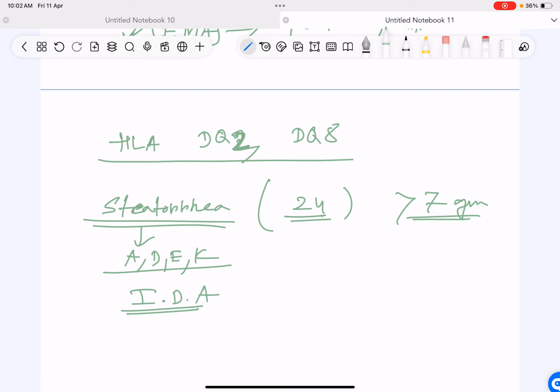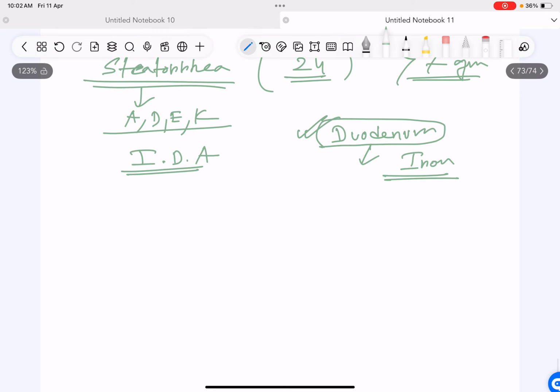because celiac disease mostly affects the duodenum. So when you hear somebody having celiac disease, they will tell you that I went to a gastroenterologist and he ordered a duodenal biopsy. Now your question is, why duodenal biopsy? Why not jejunal? Why not ileal? Because celiac disease mostly affects the duodenum, and the duodenum is the site for iron absorption. Okay, so you will have iron deficiency anemia.